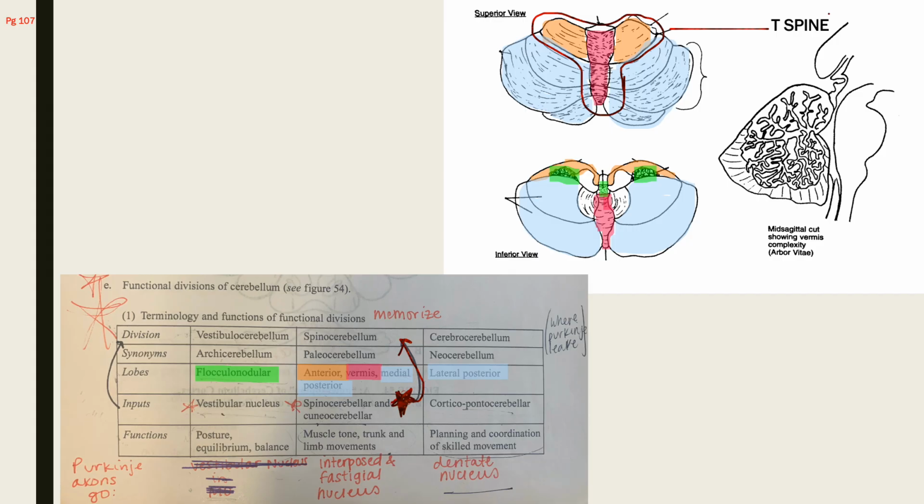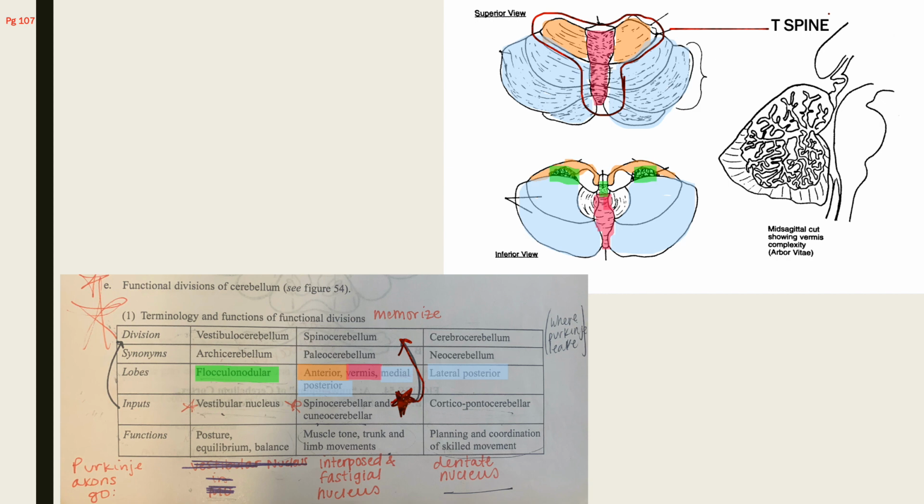All right, this page has a lot of stuff going on, and as you can see on my chart, I wrote out memorize, and that's pretty much what you have to do, but we'll go through it too. I'm going to go through this diagram up here first. This is going over the lobes of the cerebellum. The top one is the superior view, so looking down on it, you have our midline structure in pink, that's the vermis, and you can also see that from the inferior view.